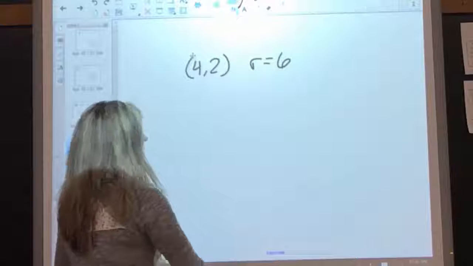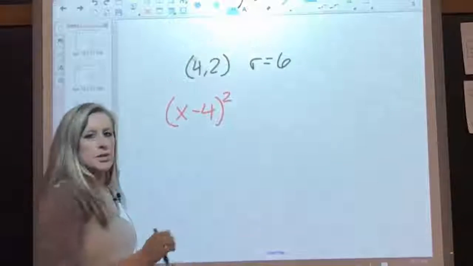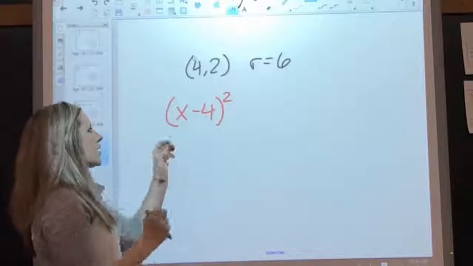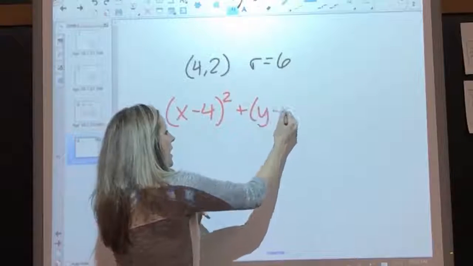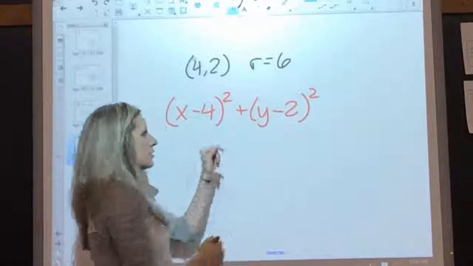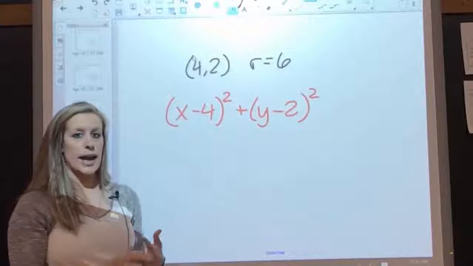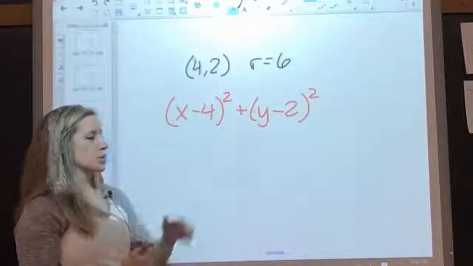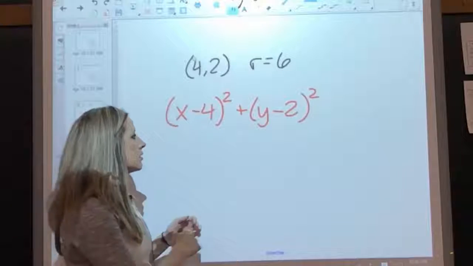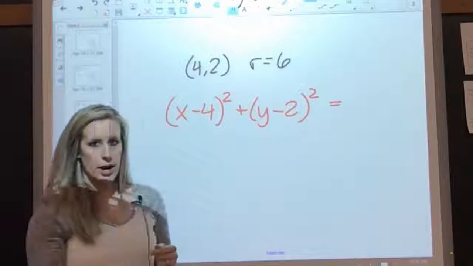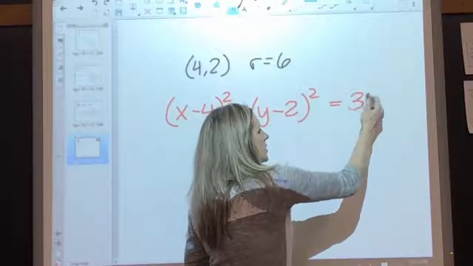Okay, so my equation is going to be x minus 4 squared. Remember, you're going to do the opposite. Okay, so make sure you have that squared plus y minus 2 squared. Make sure you have this one squared. It's not a circle unless your x is squared and your y is squared. They both have to be squared. If not, it makes a completely different shape. Okay, equals r squared. So what is r squared? And 6 squared is 36.